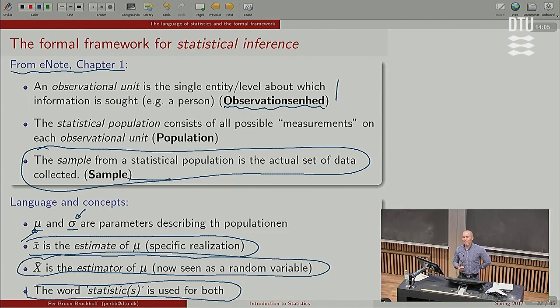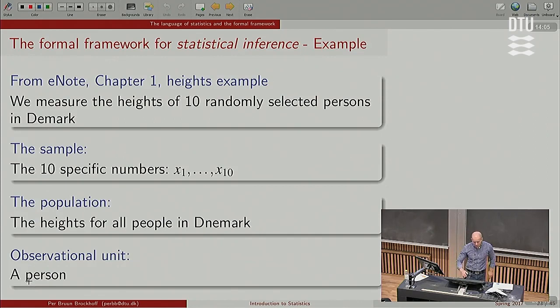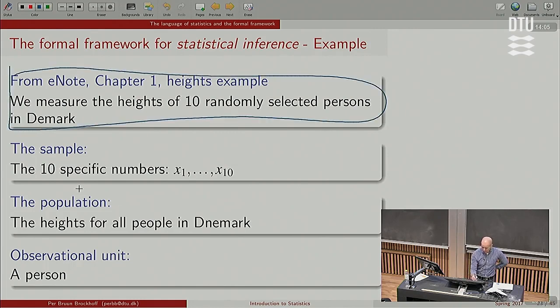So it's not going to be an issue at the course. It's not like you will go out after the exam and say, whoa, I didn't know whether the statistic was random or the number given because the world is so mean. That's not going to happen. It's just information to you that that's how it is. Yeah, the height example, we have the 10 sampled heights, 10 specific numbers. The population of heights maybe for all people in Denmark.